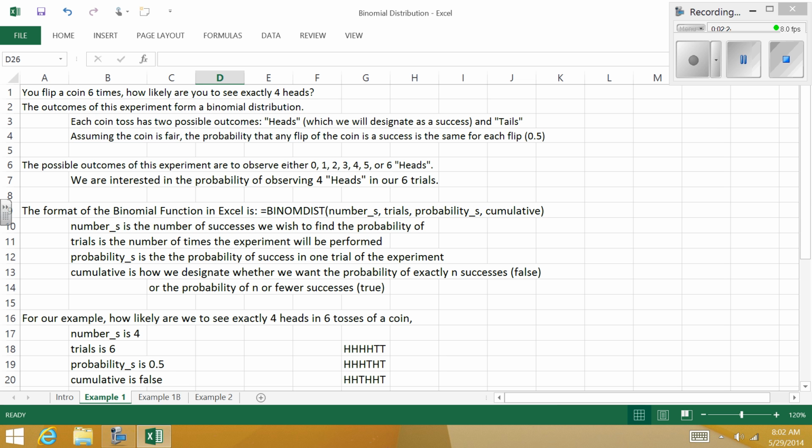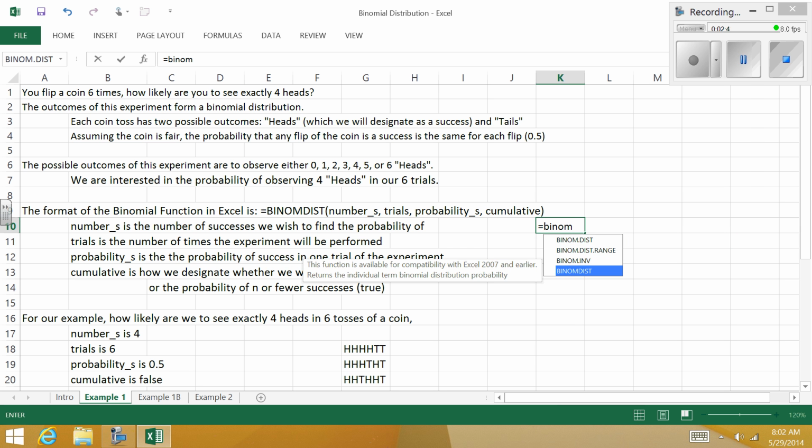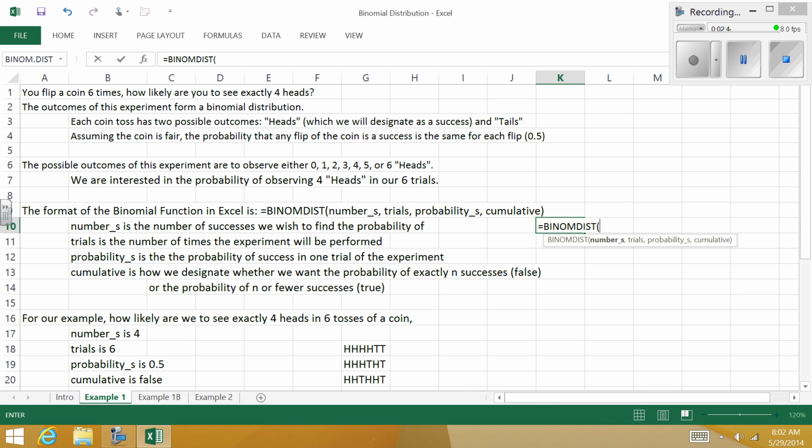Now the format of the binomial function takes a little getting used to because there's 4 different parameters we've got to define. So the format, when you type in BinomDist, will pop up. Let's just go ahead and do that here real quick. Equal binom. And I'm using this version here, the BinomDist. And again, it pops up with some hints. Number underscore S for number of successes, the number of successes we wish to find the probability of. Trials is the number of times the experiment will be performed. Probability of success. And then the cumulative is the hardest one to explain. We'll do a couple examples of that.